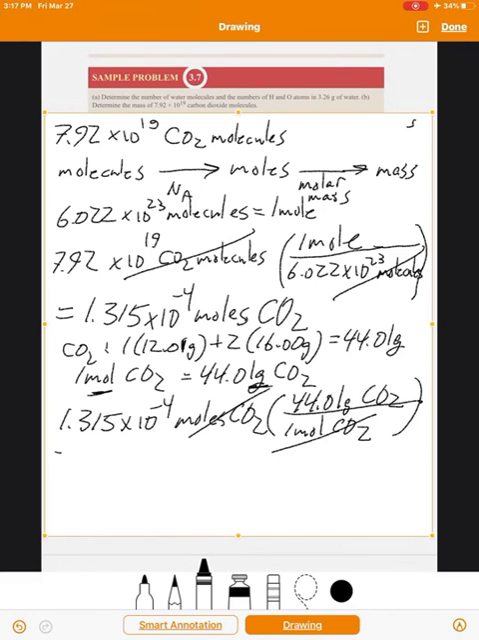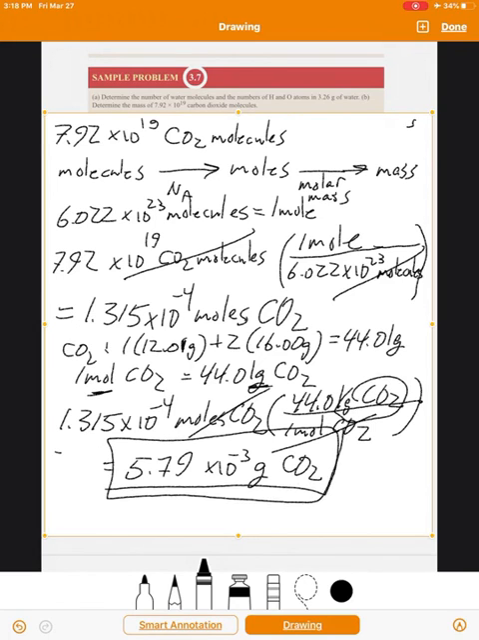It's 5.787 times 10 to the minus 3. I'll just round it to 5.79 grams of CO2, right? Grams CO2. So there's our answer for part B.